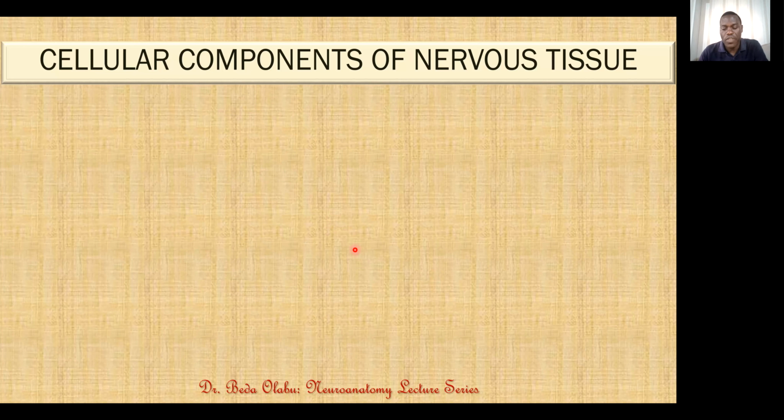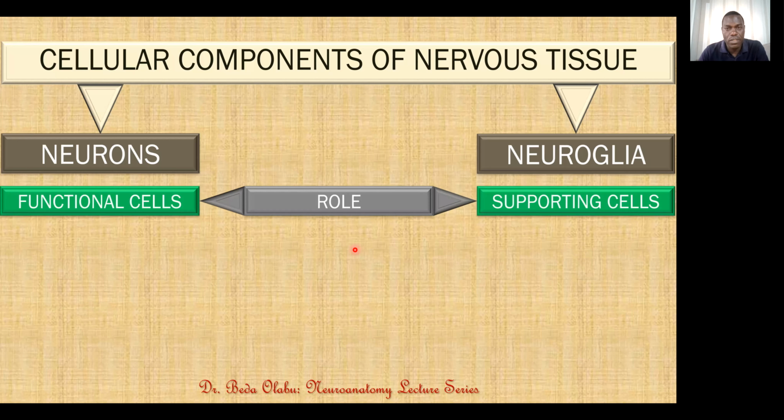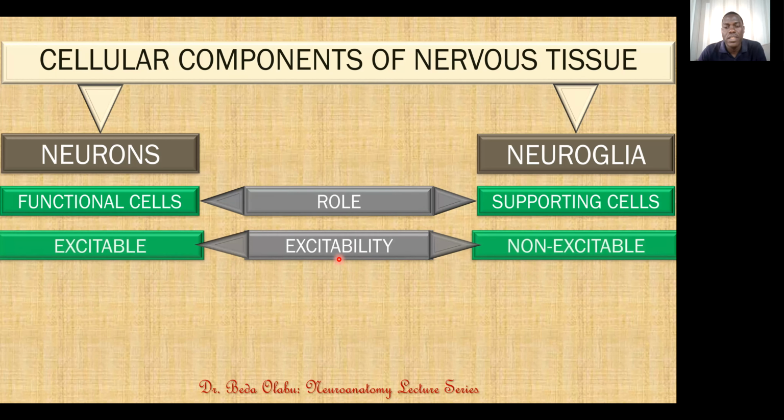Let's review components of nervous tissue. We talked about components of nervous tissue some time back, and we agreed that nervous tissue consists of neurons and neuroglial cells. There were a number of differences between neurons and neuroglial cells. One of those differences was based on the role of these types of cells. Neurons are the functional cells of the nervous tissue. Neuroglial cells are the supporting cells of the nervous tissue. The other difference is based on excitability. Remember, excitability is the ability to generate electrical impulses in the form of action potentials. On this note, neurons are excitable, which means they can generate electrical impulses. Neuroglial cells are not excitable. They cannot generate electrical impulses.